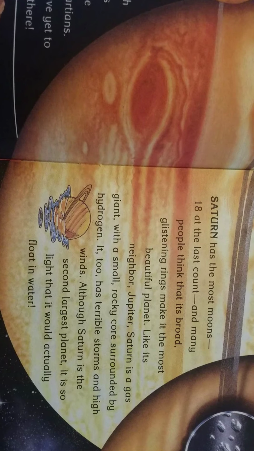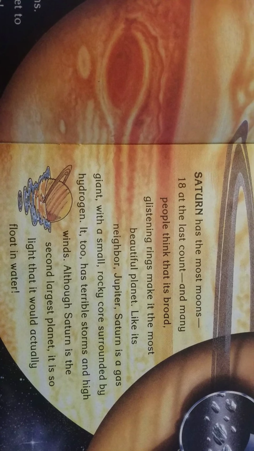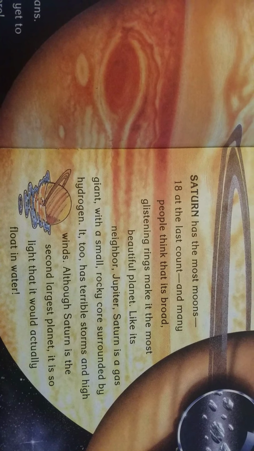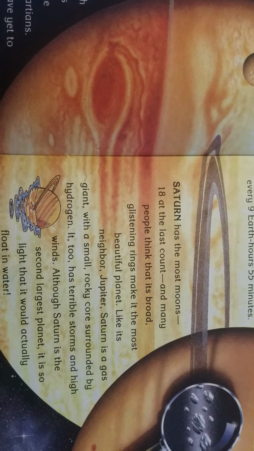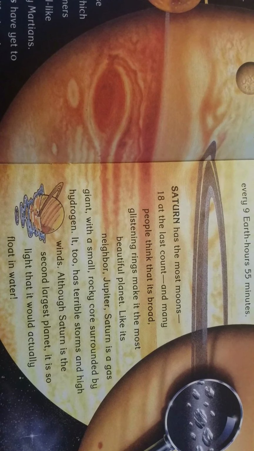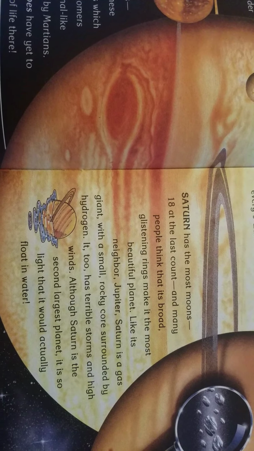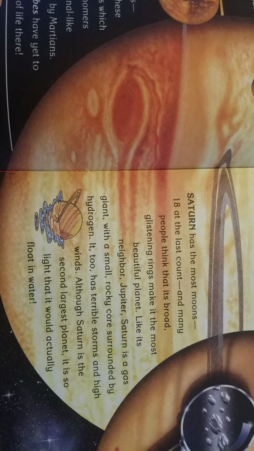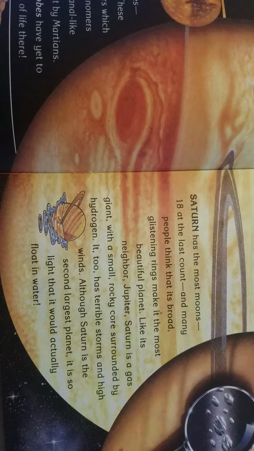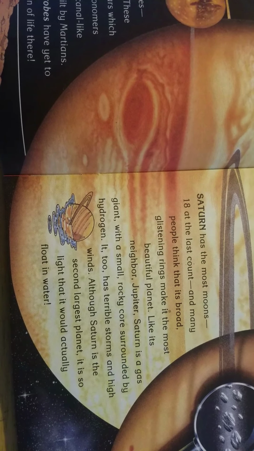Saturn. Saturn has the most moons, 18 at the last count, and many people think that its broad, glistening rings make it the most beautiful planet. Like its neighbor, Jupiter, Saturn is a gas giant with a small rocky core surrounded by hydrogen. It too has terrible storms and high winds.